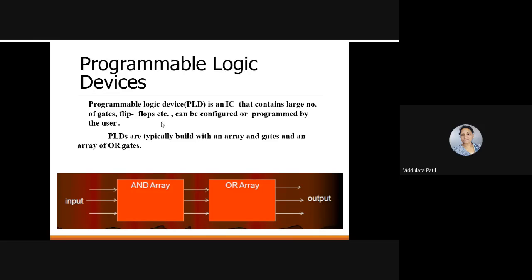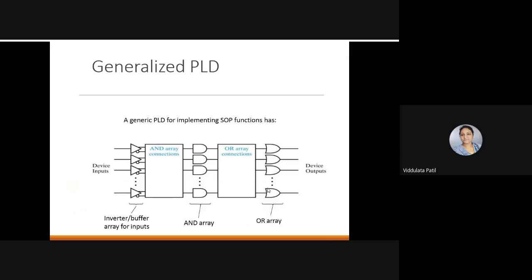As we know, an AND gate gives us the product of the inputs, and an OR gate gives us the sum of the inputs. That means overall these PLDs give us SOP form functions. You can see that this is the generalized PLD, the generic PLD structure in this diagram.